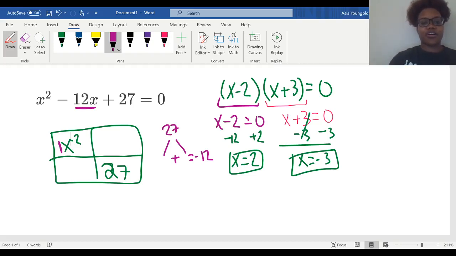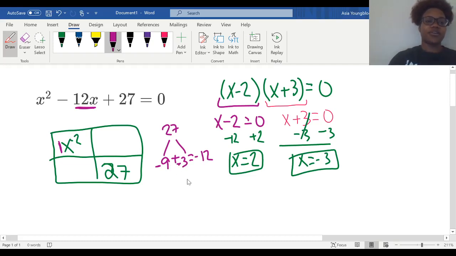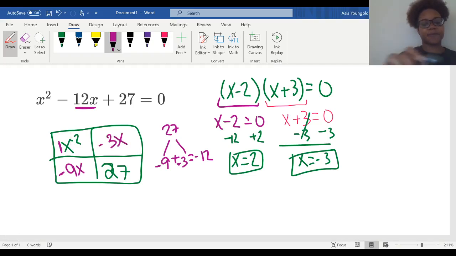In my head, I've already thought about 9 and 3. So I know 9 times 3 is 27, but 9 plus 3 is not negative 12. But if I make them both negative, negative 9 times negative 3 is positive 27, and negative 9 plus negative 3 is negative 12. So we're going to break up this negative 12x into negative 9x minus 3x.